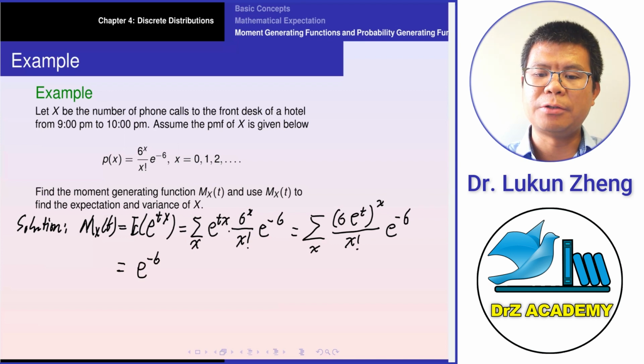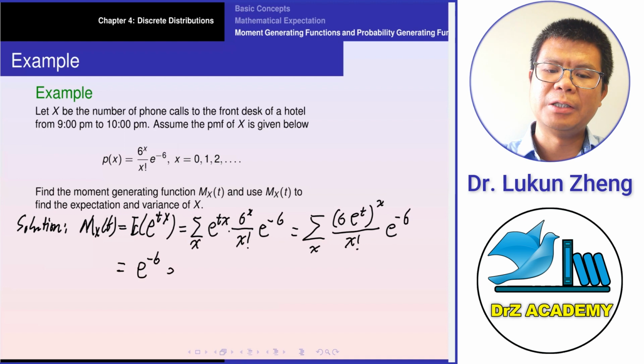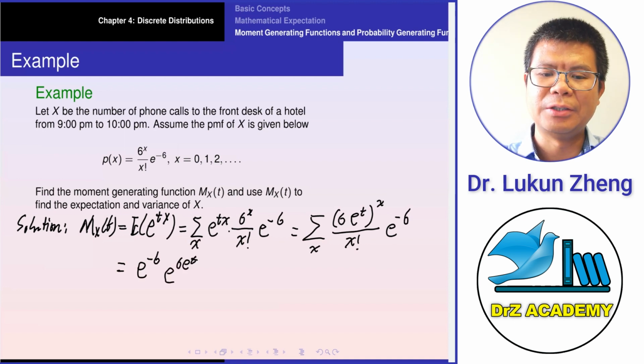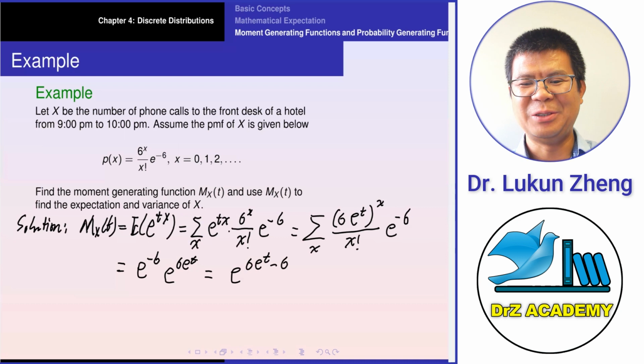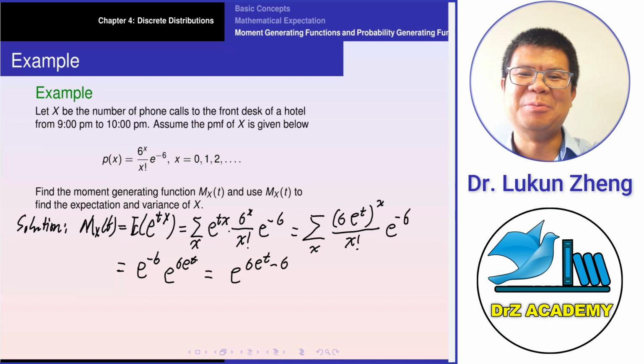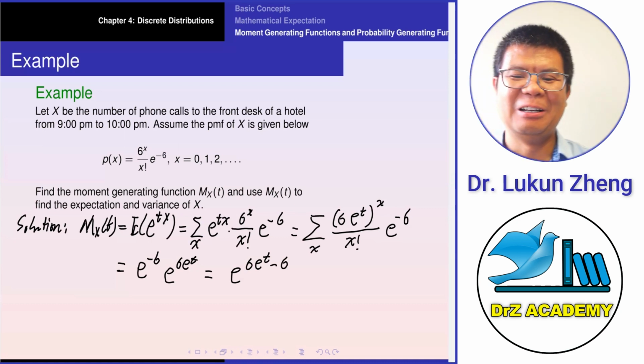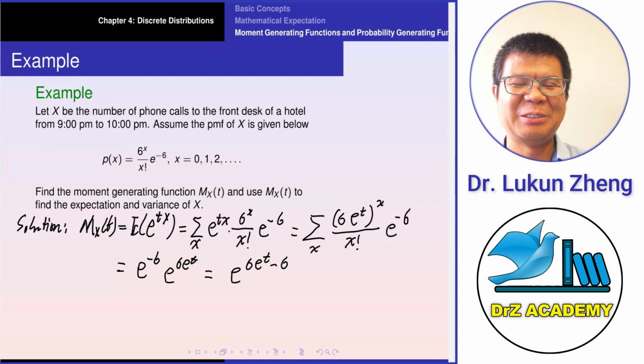Here x is from 0 to infinity, so this is basically e to the power 6 e to the power t, which equals e to the power 6 e to the power t minus 6. So that's going to be the moment generating function for this random variable.